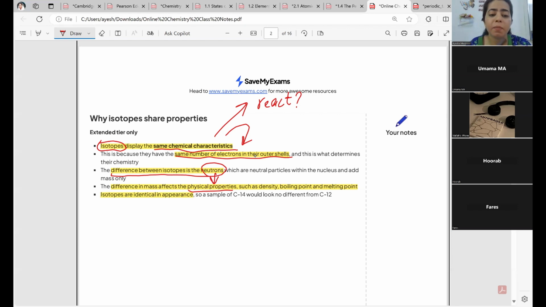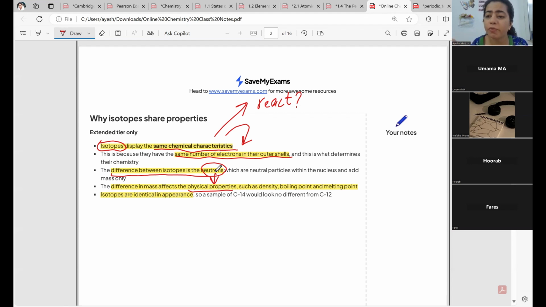Is it having more density or less density? Is it going to have a higher boiling point and melting point, or a lower one? These are the physical properties which depend upon the size. Fewer neutrons means definitely it is lighter in weight. More neutrons means definitely it is going to be a little heavier. So the neutron number changes in isotopes.